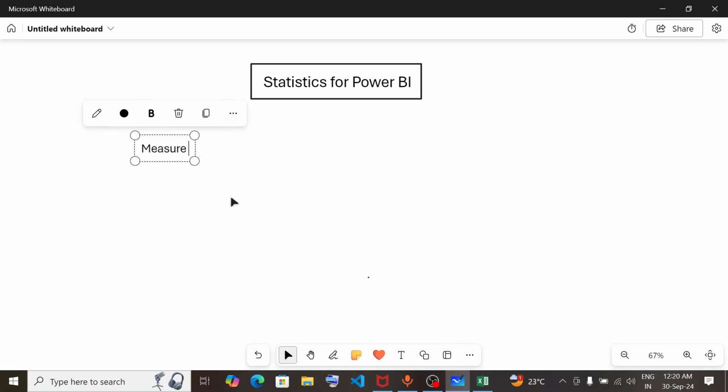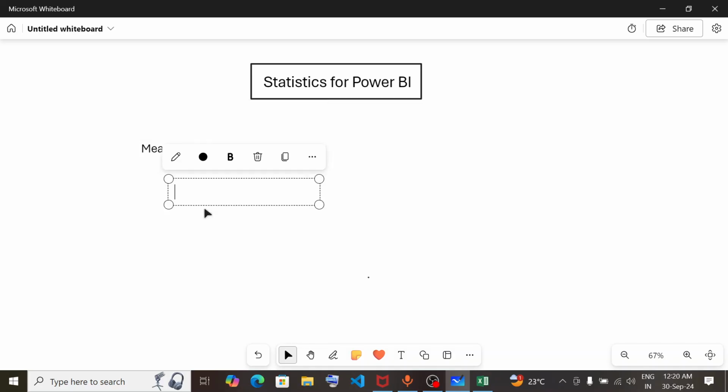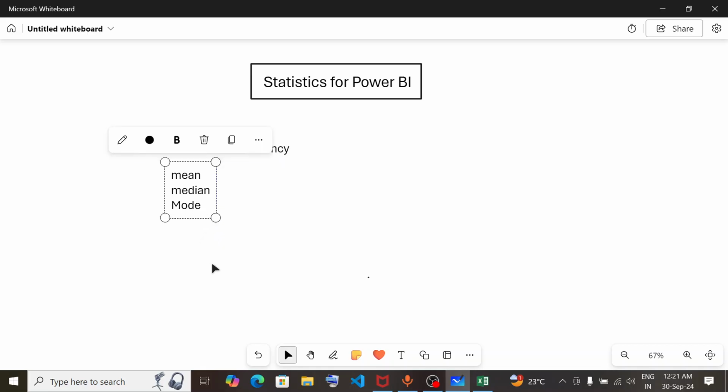In measure of central tendency, we will study the three main measures of central tendency, which are: first, mean, second, median, and third, mode. So we will focus on these three main measures of central tendency in this statistical part.